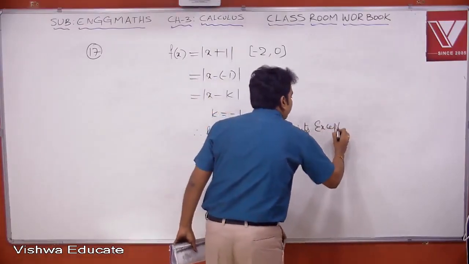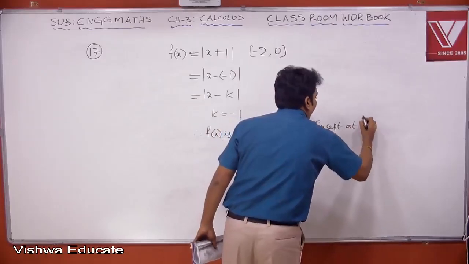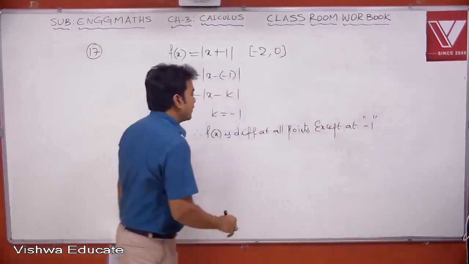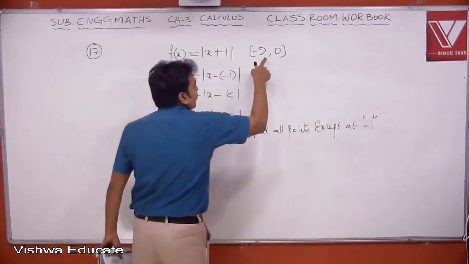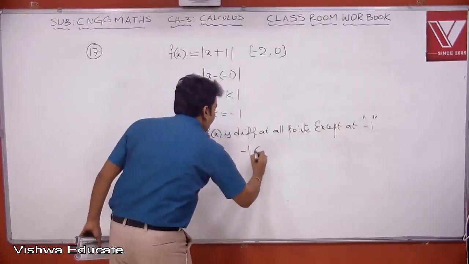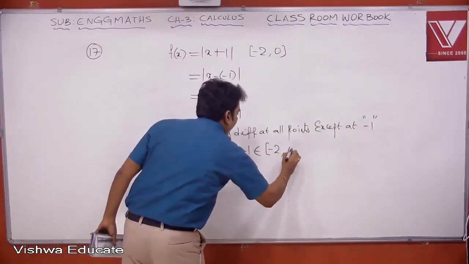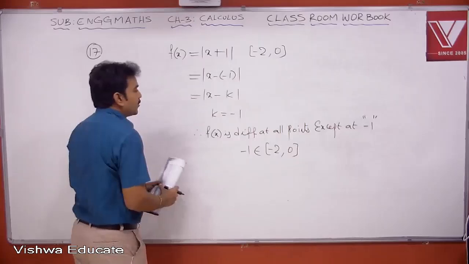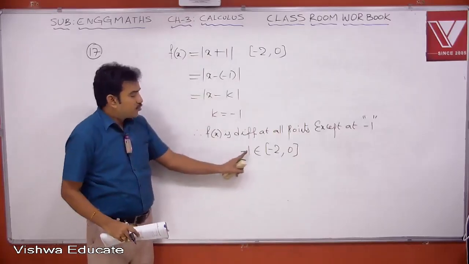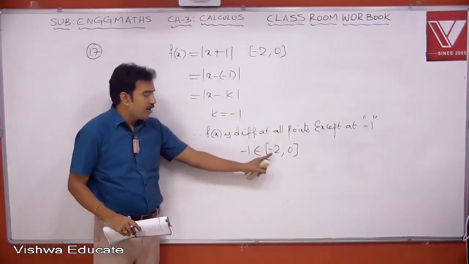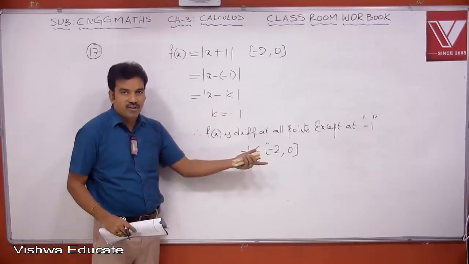except at minus 1. And unfortunately this minus 1 belongs to this interval. Minus 1 belongs to the closed interval minus 2 comma 0. So therefore the function fails to be differentiable at least at one point in this interval. Therefore it is not differentiable.